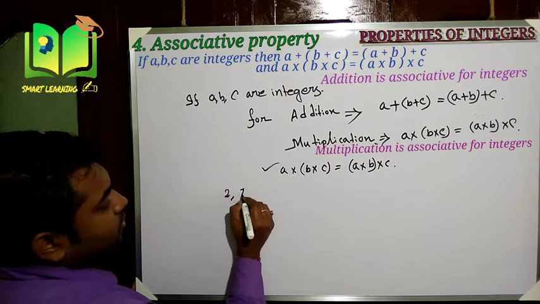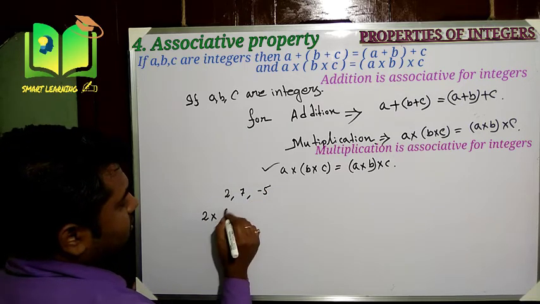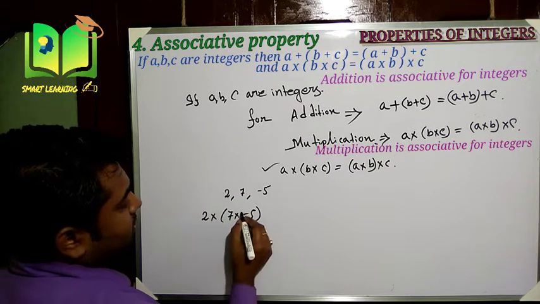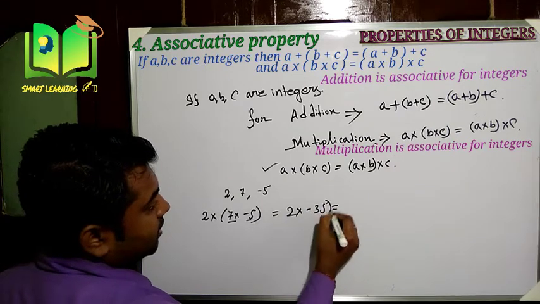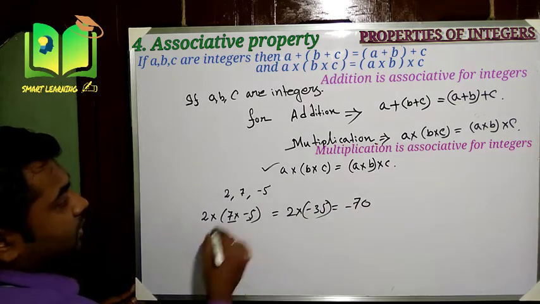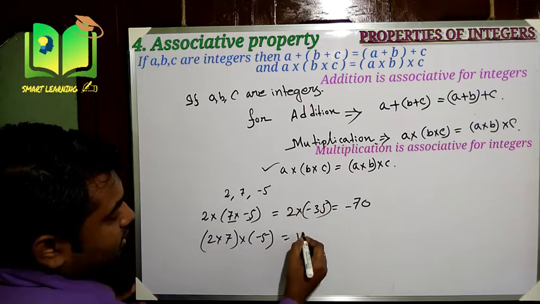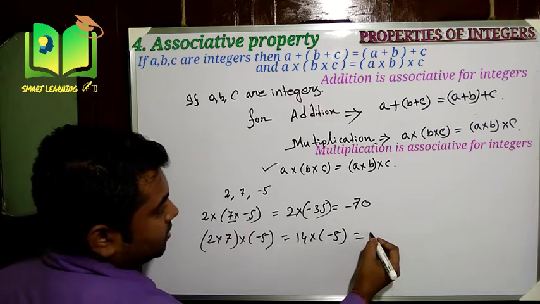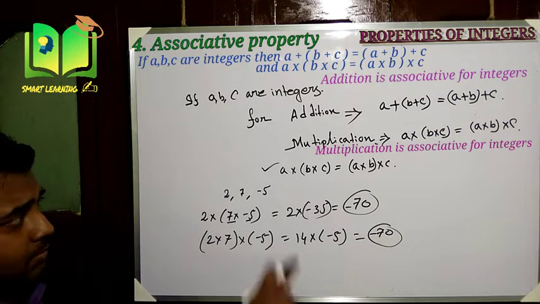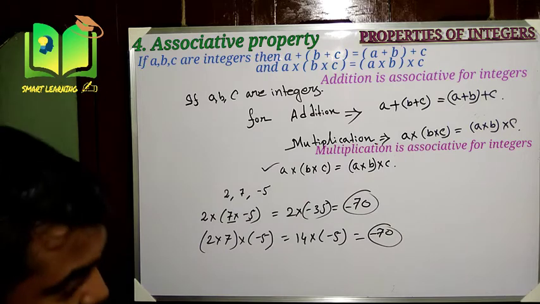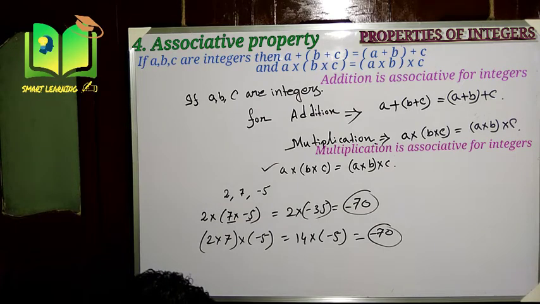Consider the same way 2 into 7 and minus 5. So first you write 2 into 7 into minus 5. 7 into minus 5 is minus 35. So write 2 into minus 35 equals minus 70. Now solve this one: 2 into 7 into minus 5 equals 14 into minus 5 equals minus 70. Both are same. So therefore we can conclude that multiplication is also associative for any integers a, b, c. For 3 numbers.